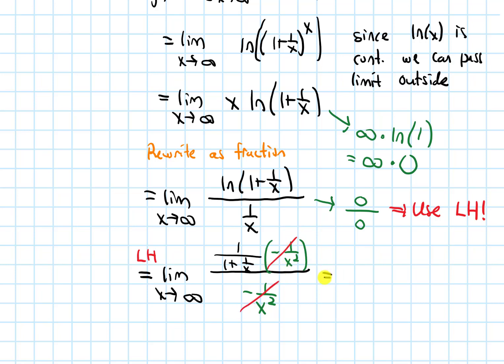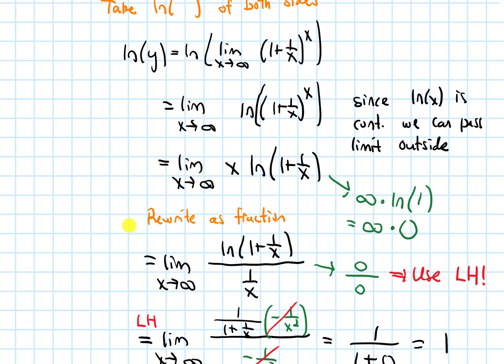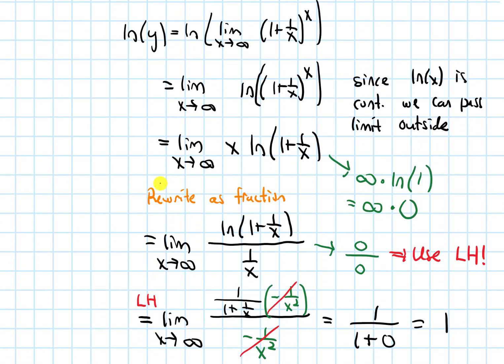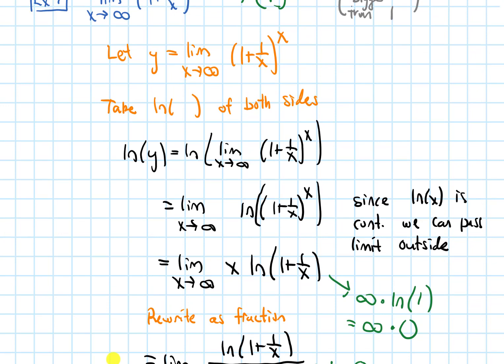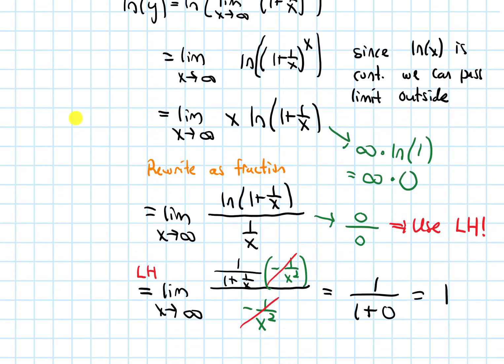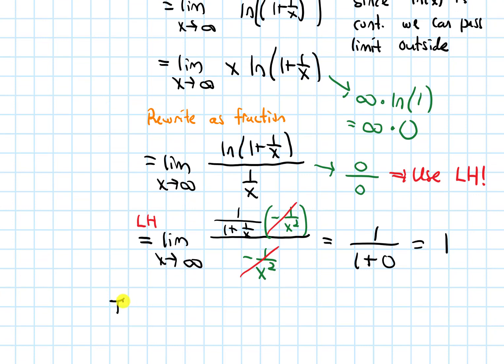And now if I plug in, I get 1 over 1 plus 1 over infinity, which is going to 0. So 1 over 1 is 1. Okay, so does that mean my answer is 1? Well, I have to think back to where this whole chain of equal signs began. This whole thing was equal to ln of y, not y. So that tells me I can now say, thus, I now know ln of y is equal to 1.